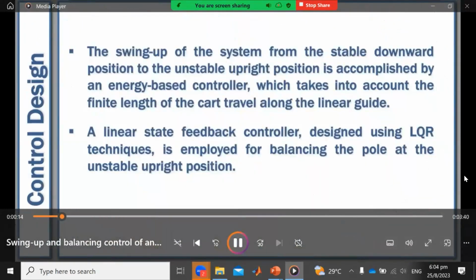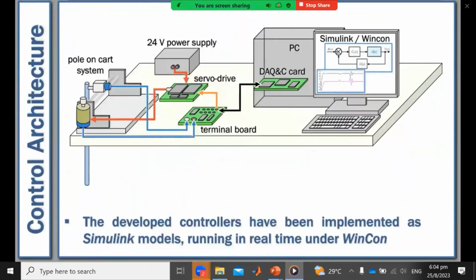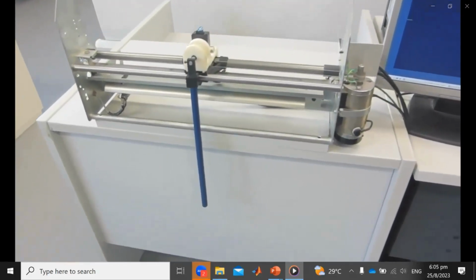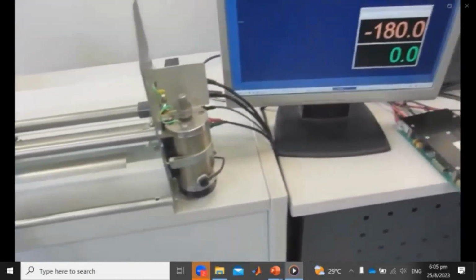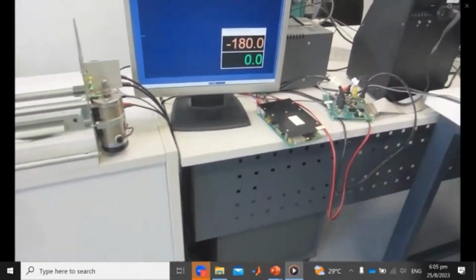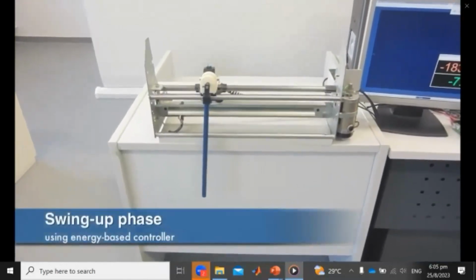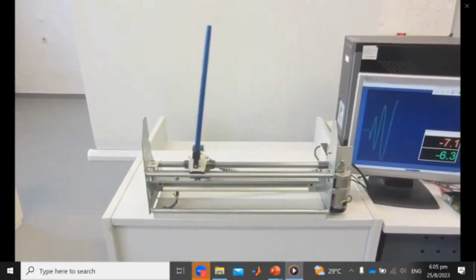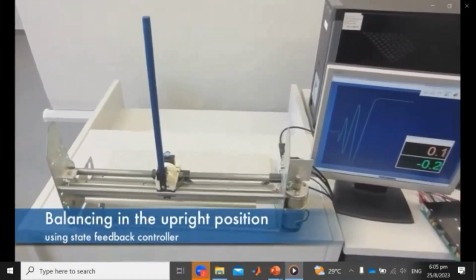Remember, this inverted pendulum is just a one-link robot arm. Other robots might have multiple links, but the basic principle is there. If you know how to control one link, then you will know how to control the other links. Some of you who are studying robotics will know that. You can balance in the upright position using a state feedback controller.